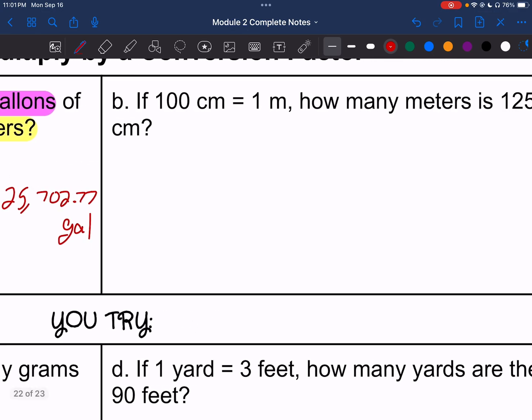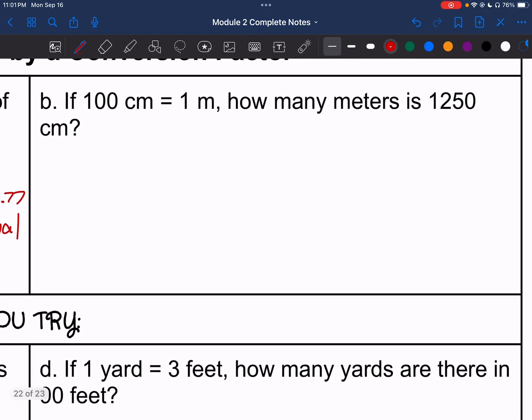Now, if we look at letter B, if 100 centimeters is equal to 1 meter, how many meters is 1,250 centimeters? So we start off with what we know. 1250 centimeters is what we are starting with, right? That's what we are comparing to. And we have our ratio here that we're going to use to convert. So we start with 1250 centimeters over just 1, right? Because any whole number over 1 is a value over 1.